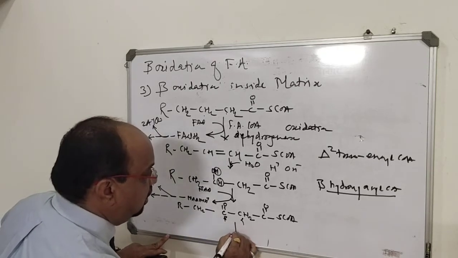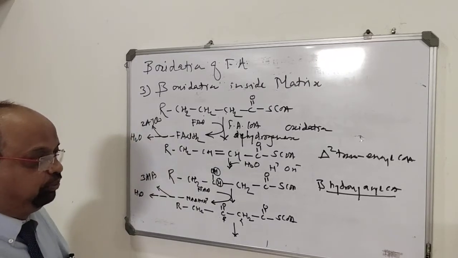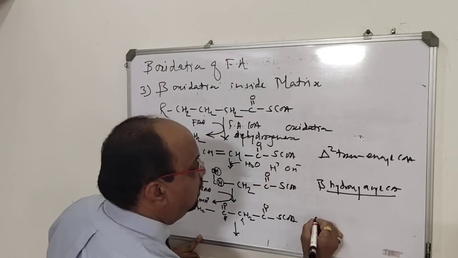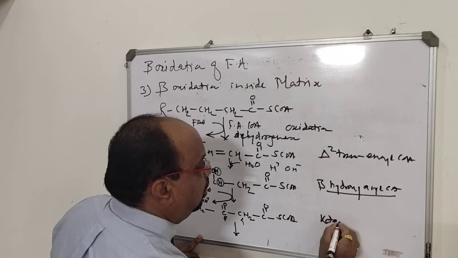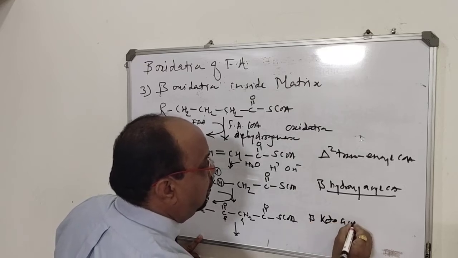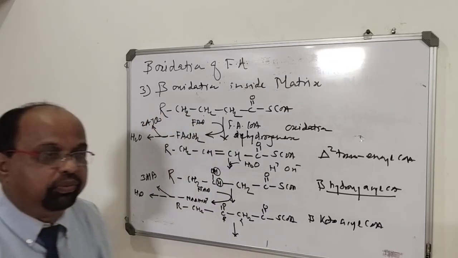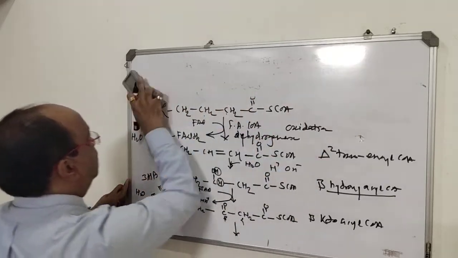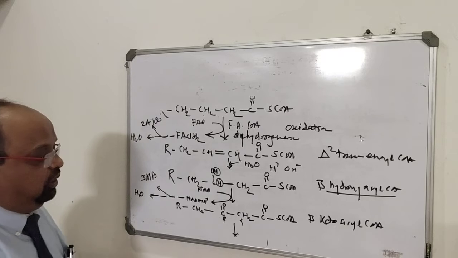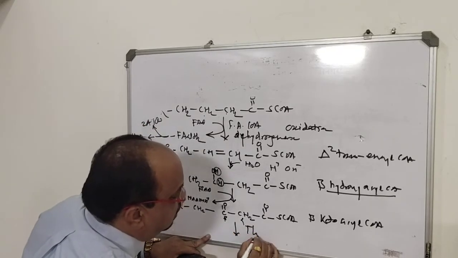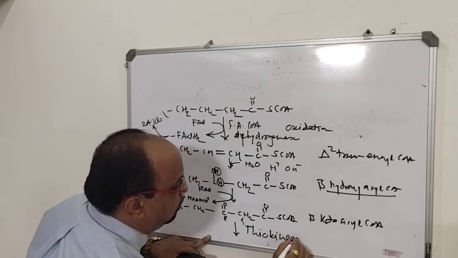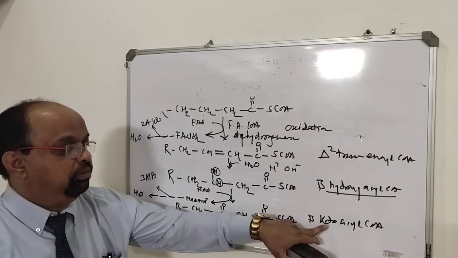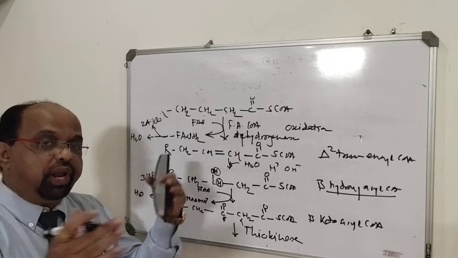So during the last reaction, oh no, sorry, I forgot to write the name. This is called beta keto acyl coenzyme A. And during the last reaction, I will write the last reaction here, a thiolytic cleavage. The name of the enzyme is thiolase. Thiolase catalyzes this reaction, which converts this beta keto acyl CoA into two fragments.